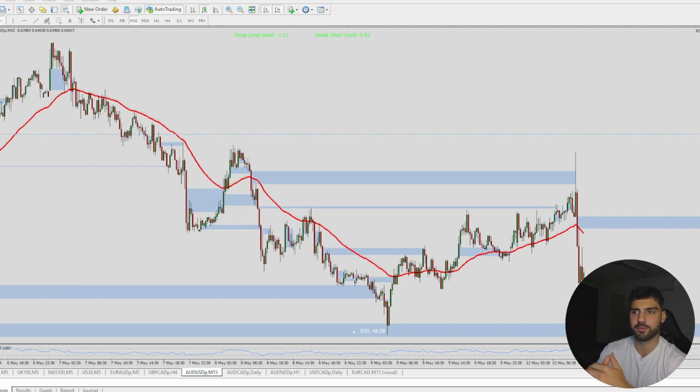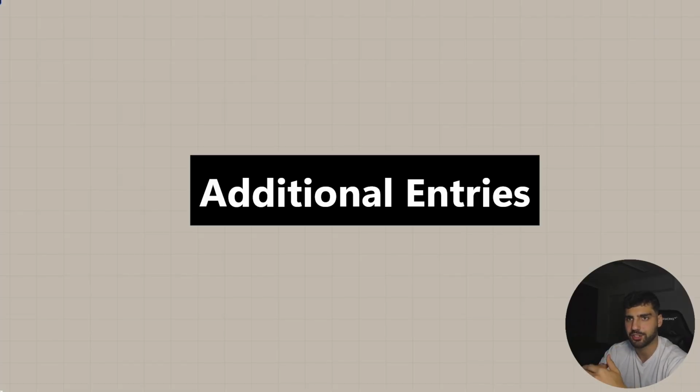So if you use a really stretched RSI and a really smooth moving average, and you're looking at a really high time frame, you get pretty good entries. Whereas if you're scalping, you might look on lower time frames, use a lower moving average and get these quick entries. So the next important thing is additional entries.